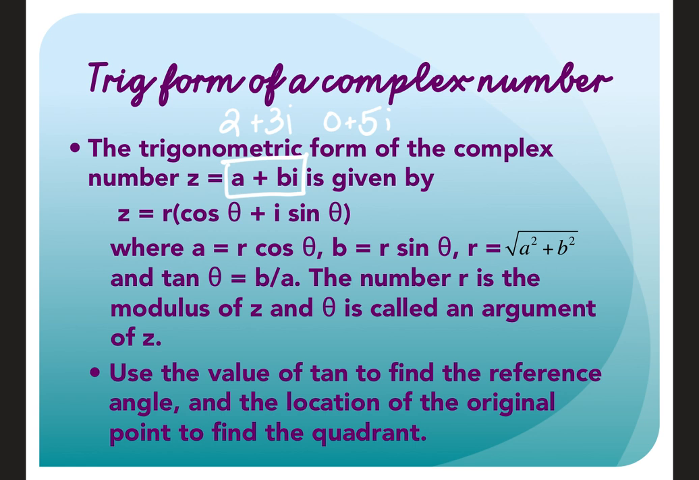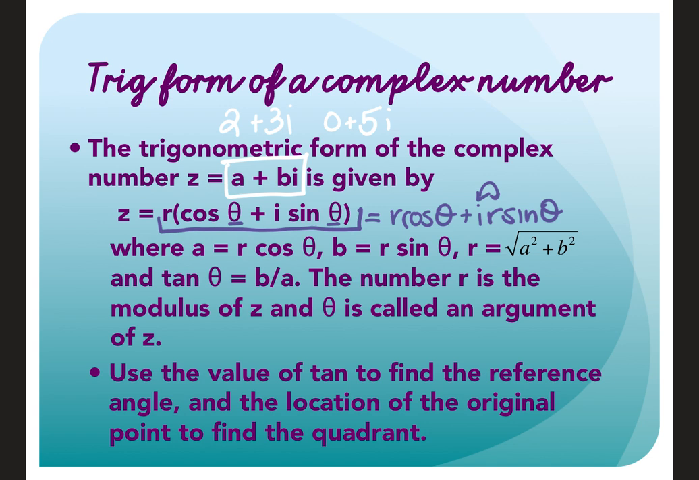In trig form, your answer will look something like this, where there's a number at the front, and the number is the radius, times the cosine of theta, and we're going to replace theta with an actual angle, plus i times the sine of that same angle. You can also distribute your r in, so it would be r cosine theta plus i r sine theta, or r i, this can be switched, it doesn't matter.